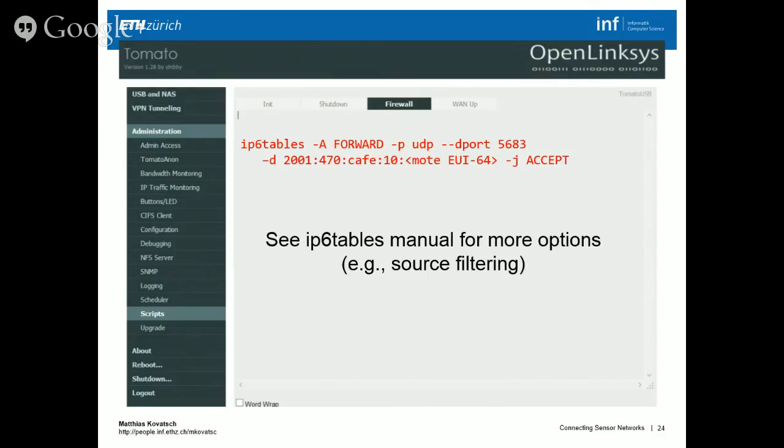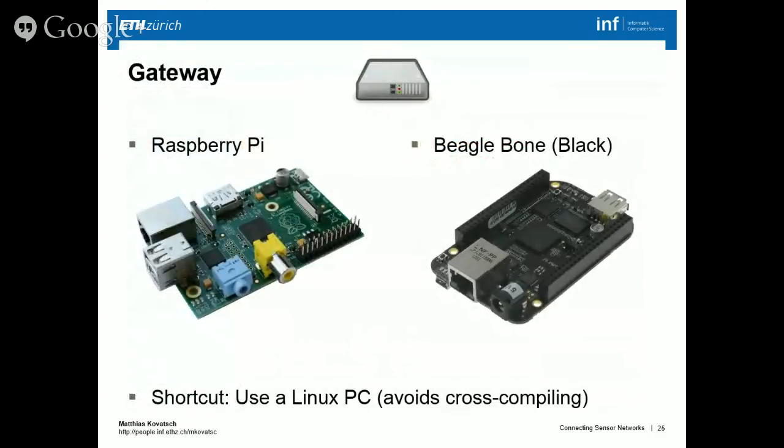Okay, now we have the routing part basically done. Now we need something to connect to the 6LoWPAN, where we have this low power radio technology. So if you really want to deploy something, it's good to use something like the Raspberry Pi or the BeagleBone. They consume less energy and they work nicely. If you're not familiar with these devices, for instance, if you don't know how to cross-compile some software for these devices, you can also make a shortcut and just use a normal Linux PC that you connect to your router and then connect the border router to this PC.